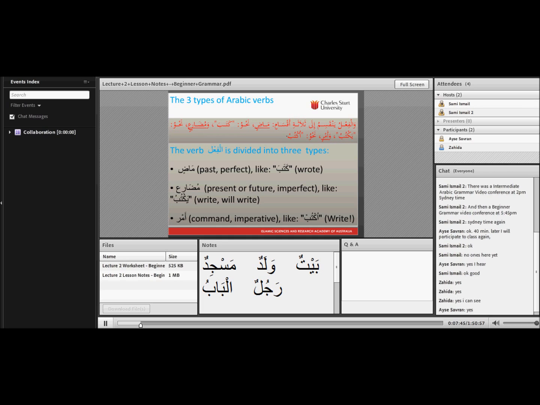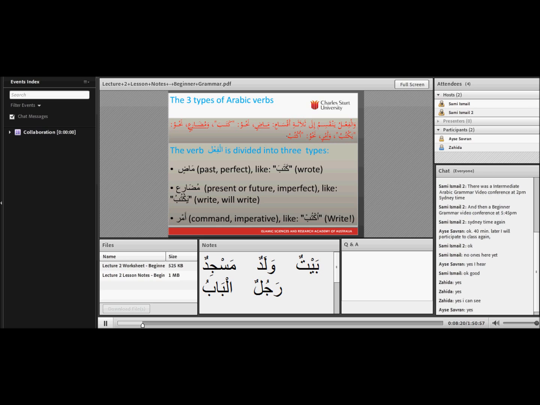That's why it's a perfect past tense. And then the mudari', imperfect, means either it's happening or it's going to happen in the future. So that means that it's still not perfect. And then the last one is amr, which means command tense. And that is like, for example, uktub. Uktub meaning write. So these are the three categories of the fi'l or verb in the Arabic language.